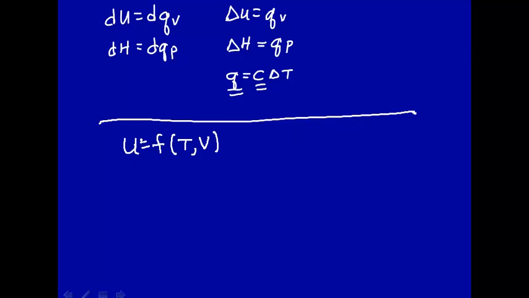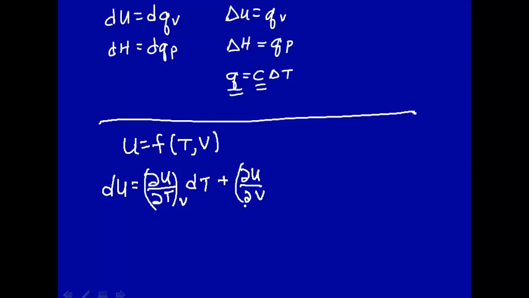All right, so given that, we can now look at the total differential of U. This is how U changes with the first variable, T, at constant second variable, V, times how much temperature changes, plus how U changes with that second variable, V, at constant first variable, T, times dV. I don't know if you remember this from calculus or not, but if you have questions, bring it up in class.